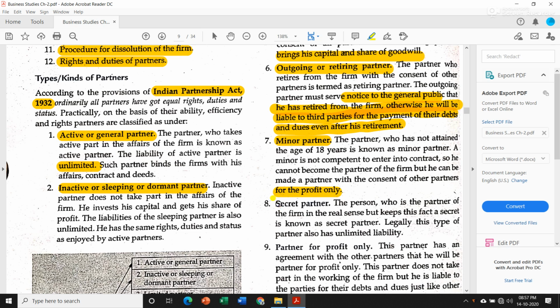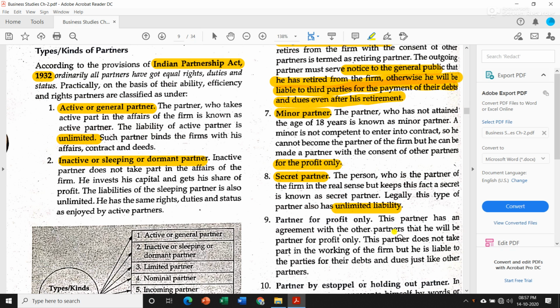The next is secret partner. The person who is the partner of the firm in the real sense but keeps this fact a secret is known as secret partner. Means he doesn't disclose to the public that he is a partner of the firm. So he also has unlimited liability.